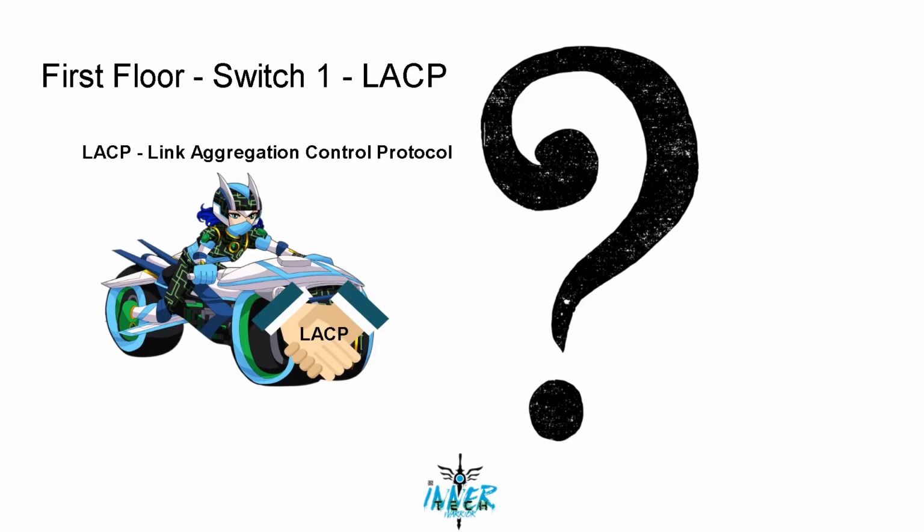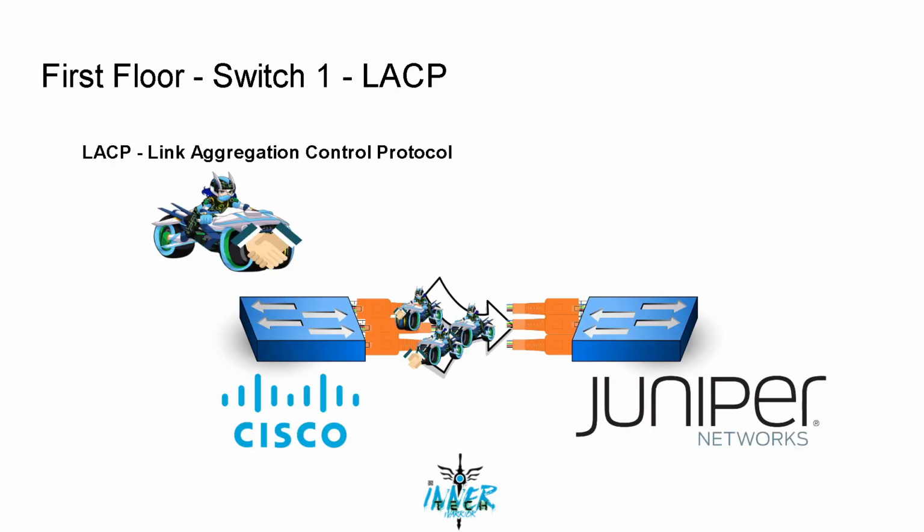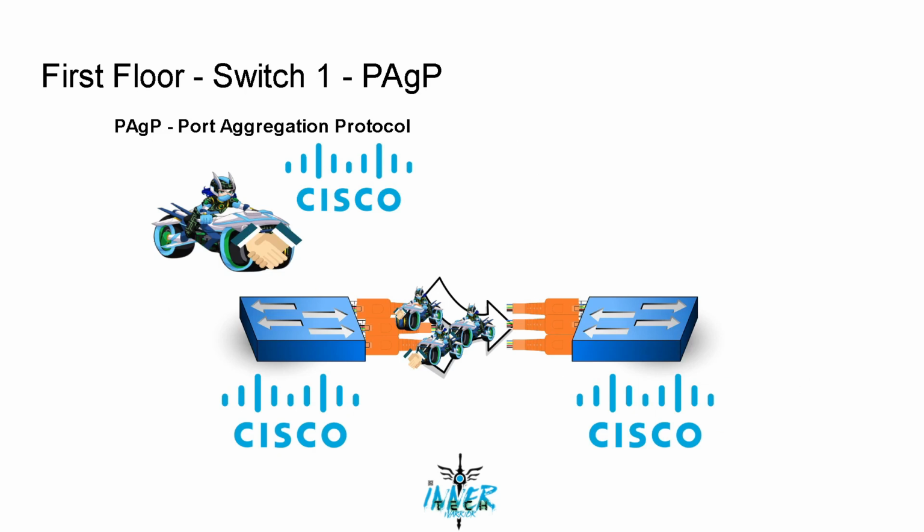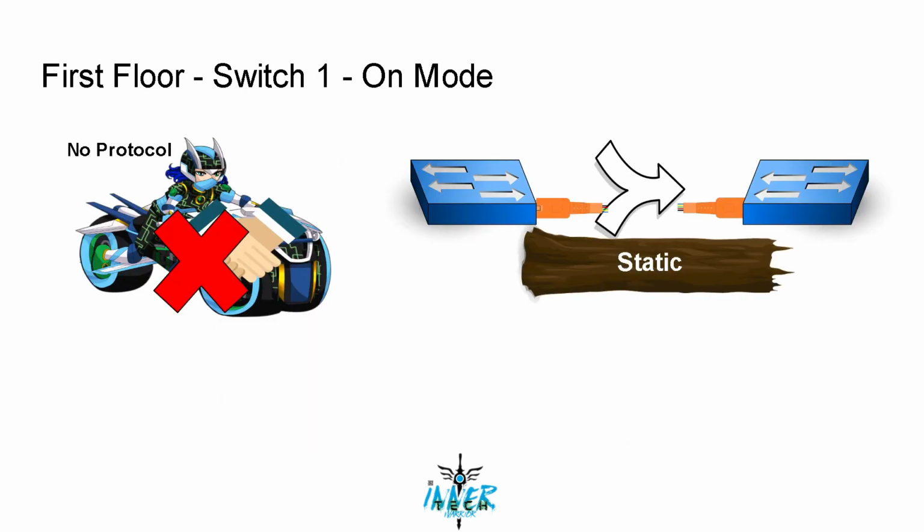So why use LACP protocols? It's good for cross-vendor compatibility, meaning you could connect, for example, a Cisco switch to a Juniper switch. Why use PAgP? If your whole network only uses Cisco switches, you could stick to PAgP.